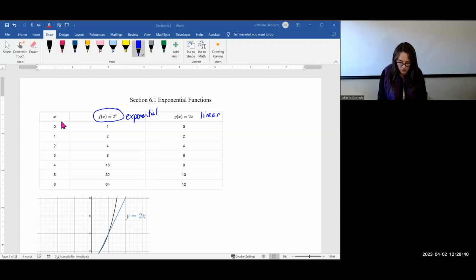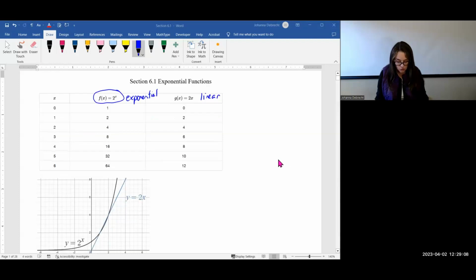It grows much faster. You can tell that after we've had changes in x from 0 to 6, the exponential is up here at 64, while the linear is still down here at 12. In fact, the next values would be 128, 256, 512. Then it goes to 1,048 and 2,096. I mean, it really jumps incredibly fast. And this is what is often meant by exponential growth.